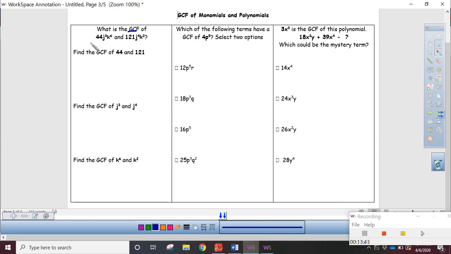So let's start with the first part of solving this. The first thing we're going to do is find the GCF of the numbers. Okay, and the two numbers here are 44 and 121. And now this is where I told you that you can decide between the two methods. You can either use method number 1 or method number 2, listing the factors or using the tree to find which is the greatest common factor.